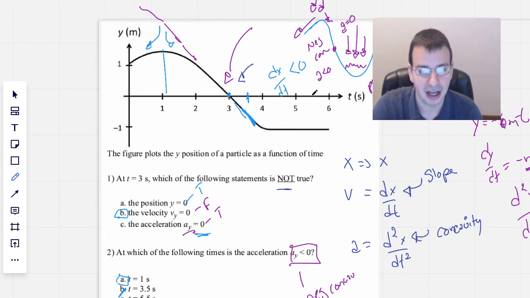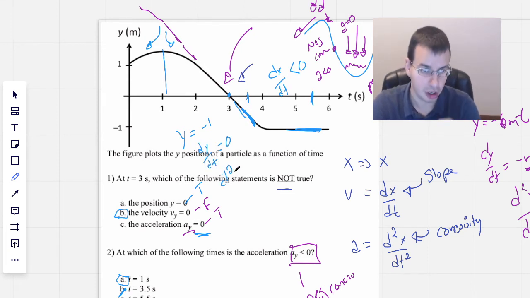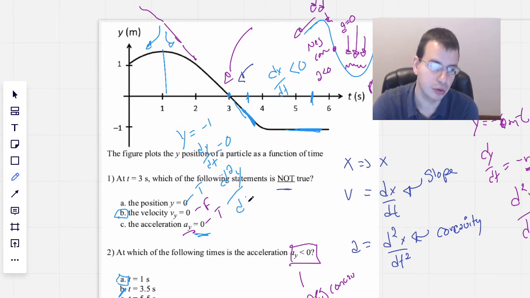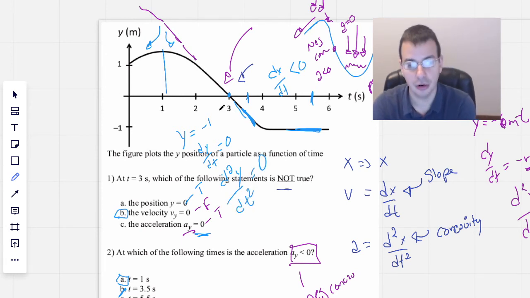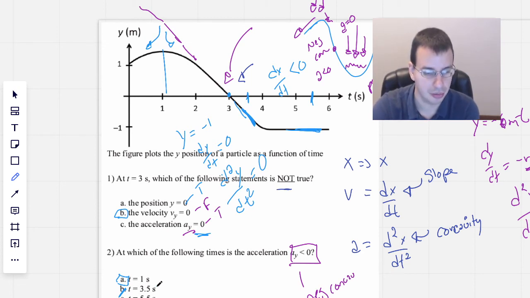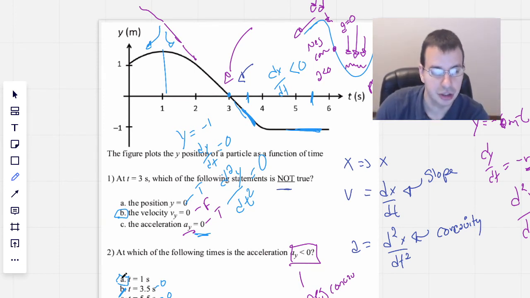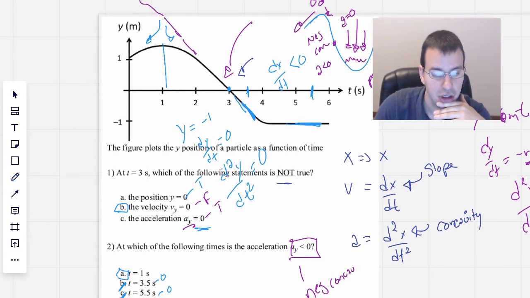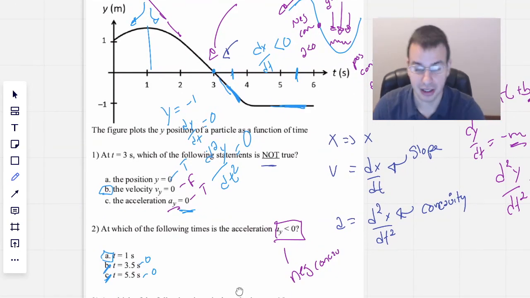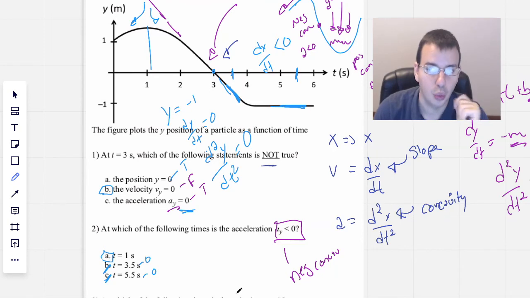And then we'll look at 5.5. So we could write the equation as y equals -1, derivative of y with respect to time equals 0, derivative of 0 will still be 0, and so this is going to be 0. This is most likely 0, and so B and C are wrong answers. So the acceleration will only be negative, we'll have negative concavity, at t equals 1 second.